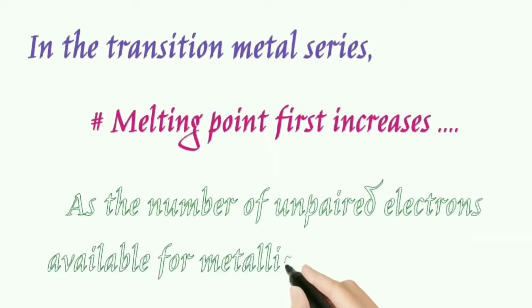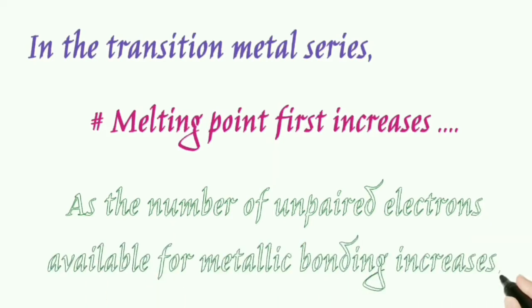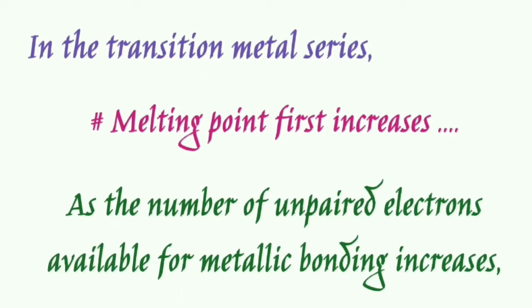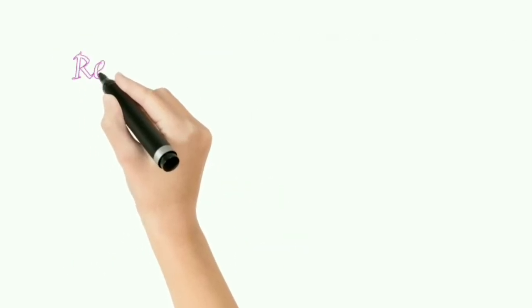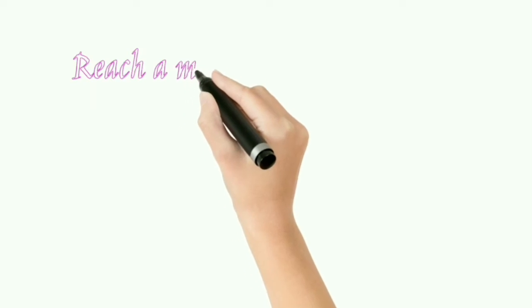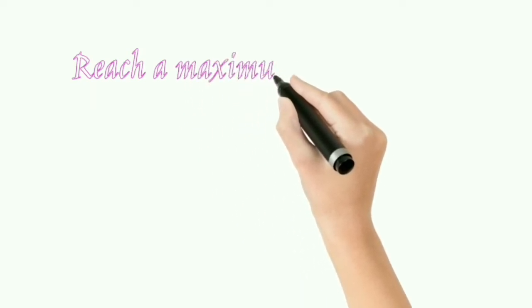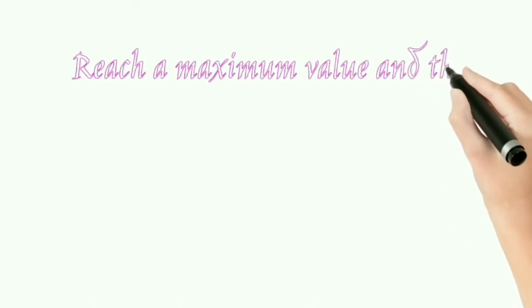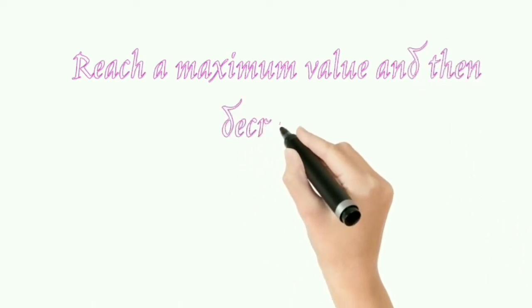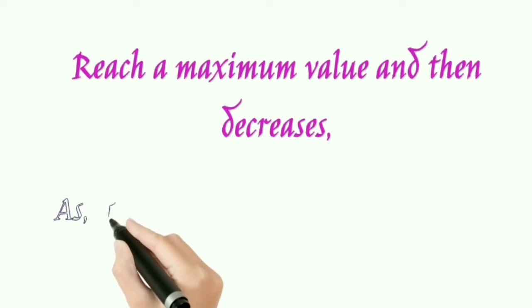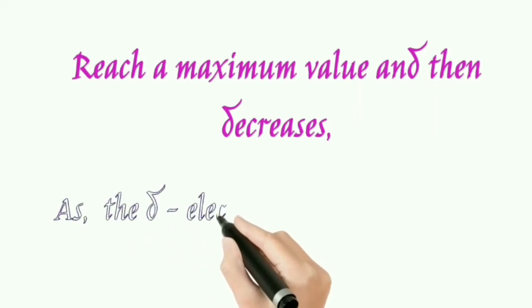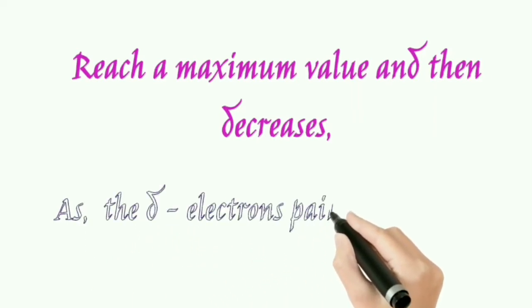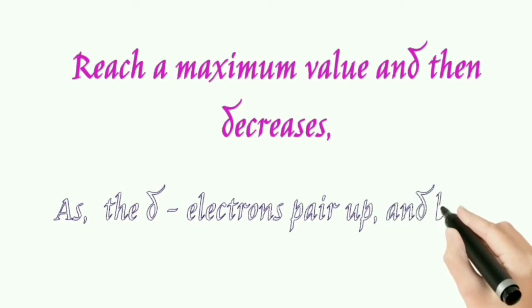So here the melting point first increases from scandium, titanium, vanadium, chromium. The melting point increases because as the number of unpaired electrons increases, more are involved in bonding. And finally it reaches a maximum. Then what happens after it reaches the maximum value? It decreases, as the d electrons start to pair up.